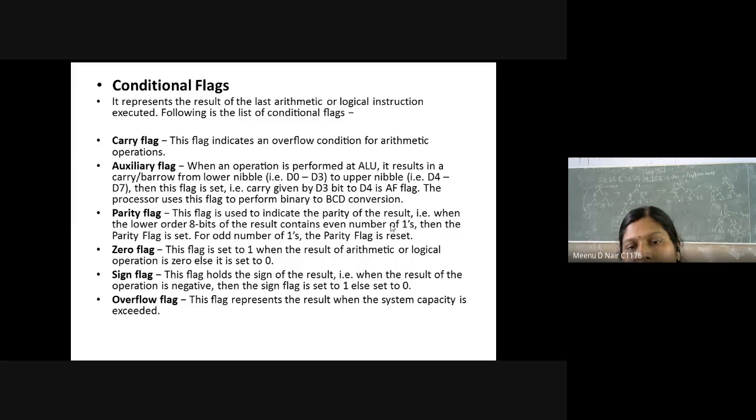Auxiliary carry flag means there is a carry from D0 to D3. If it is 8-bit data, the first 4 bits you can call the lower nibble, and the last 4 bits the upper nibble. D0 to D3 is the lower nibble, D4 to D7 is the upper nibble. If D7 has a carry, the carry flag will be set to 1. If D3 has a carry, the auxiliary flag will be set. I hope you understood the difference between carry flag and auxiliary carry flag.